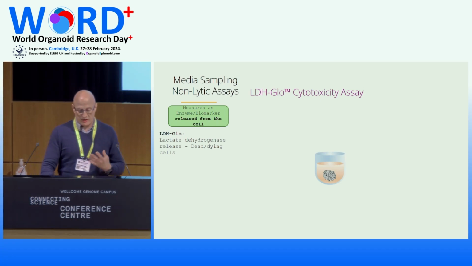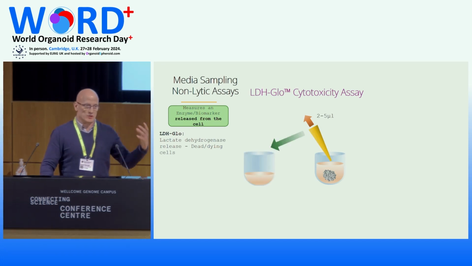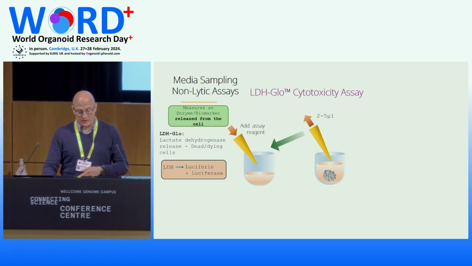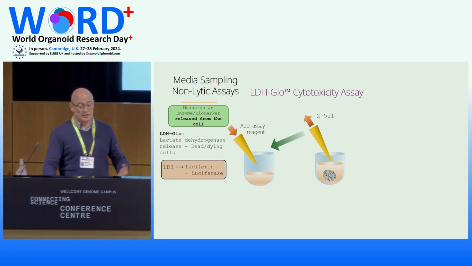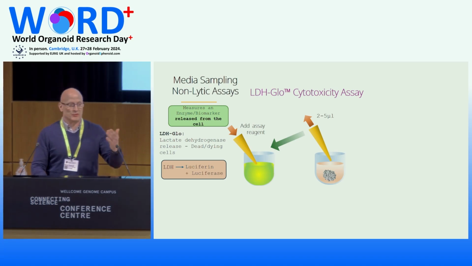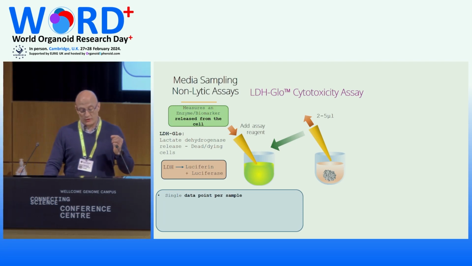So with this assay, you have your 3D cells in culture. You remove 2 to 5 microliters of that media and add it into a separate well in a different plate. You then add in the assay reagent, and that reagent uses that LDH to produce luciferin, and in the presence of luciferase, you get a glow assay. And that glow is then proportional to the amount of cytotoxicity, or dead or dying cells, you have in your culture. Now, the nice thing about this assay is you generate a data point per sample.